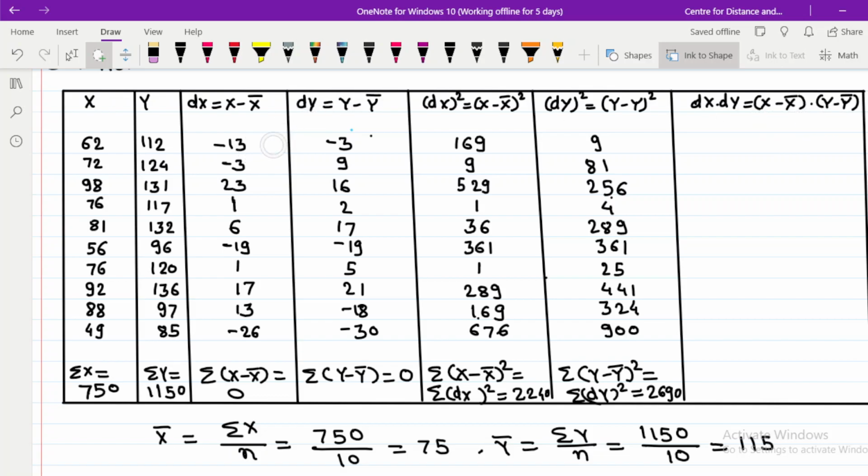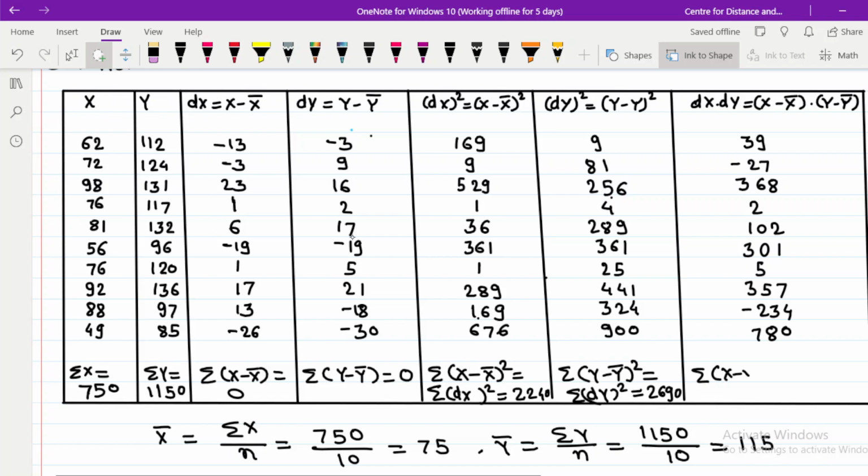Here in the next column we calculate dx into dy, that is x minus x bar into y minus y bar. Minus 13 into minus 3, that is minus minus plus, 13 into 3 is 39, then minus 3 into 9 gives minus 27, then 23 into 16 is 368, then 2, 102, 361, 5, 357, minus 234 and 780, and summation x minus x bar into y minus y bar is equal to 1753.